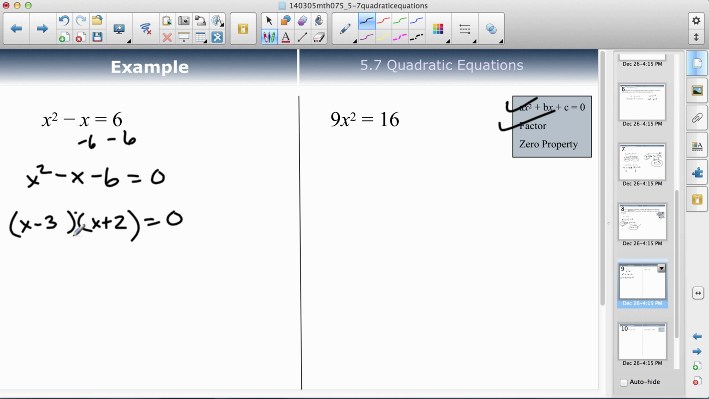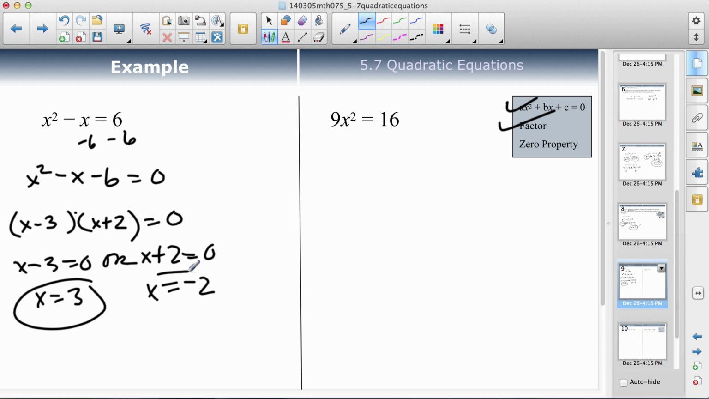Now I use the zero property. This times this equals 0, so x minus 3 has to be 0, or x plus 2 has to equal 0. So in this case, I get x is equal to 3. In this case, I get x is equal to negative 2 by subtracting 2 on both sides. Again, two answers, two solutions for that question.